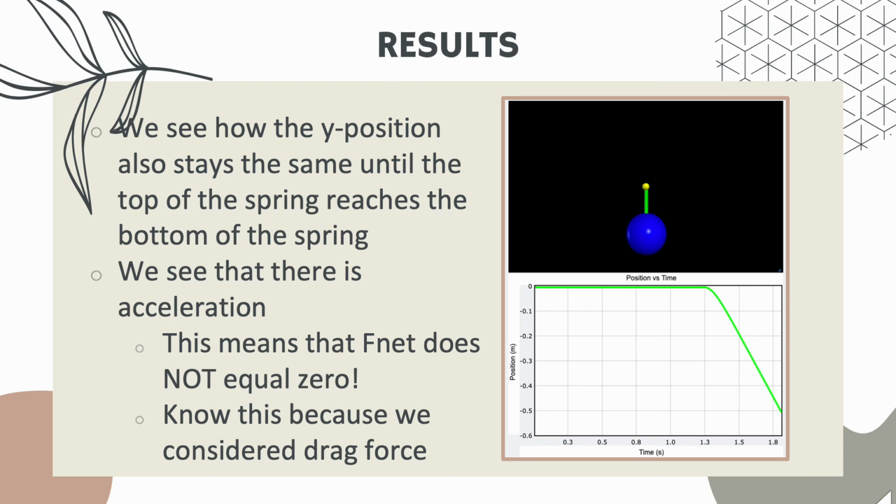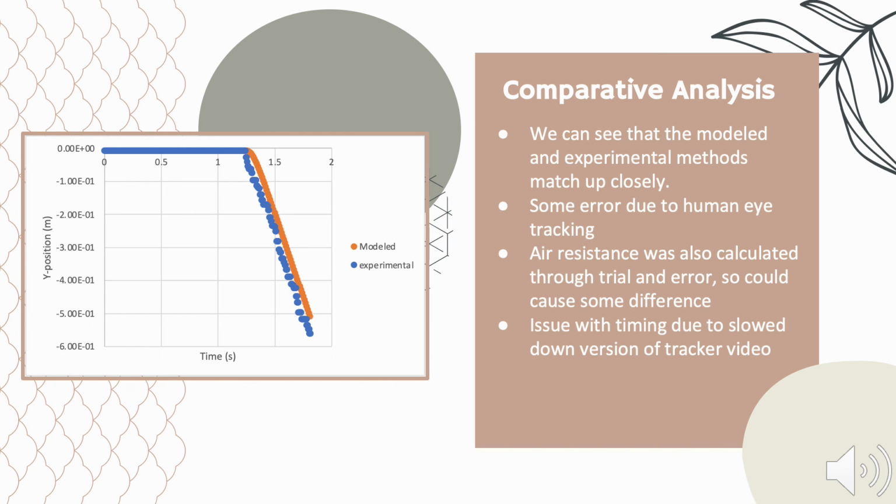The results of the computational model show similar results to the experimental model. We see how the y position stays the same until the top of the spring reaches the bottom of the spring. This means that there is an acceleration in the second half, and F net does not equal 0 in this same part. When we compare the two time versus y position graphs, we see that we got similar results, and they match up pretty closely.